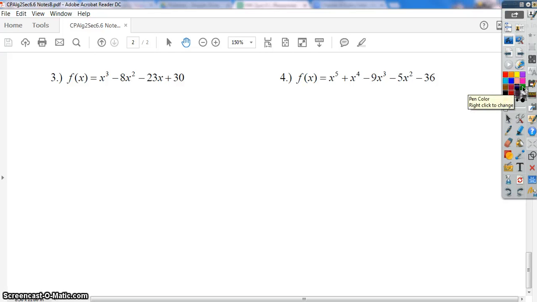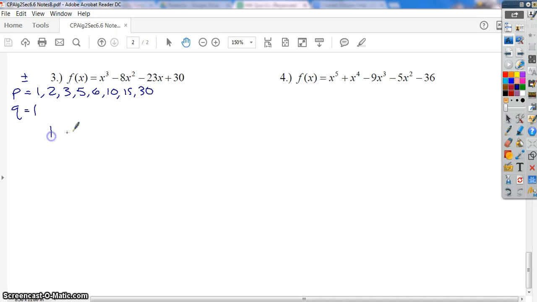Let's try number 3. E is 30, so 1, 2, 3, 5. 5 times 6, 3 times 10, 2 times 15, 1 times 30. Sweet, Q again is 1. We're not always going to be this nice. Eventually we'll have to do some fractions. But right now, we're okay.